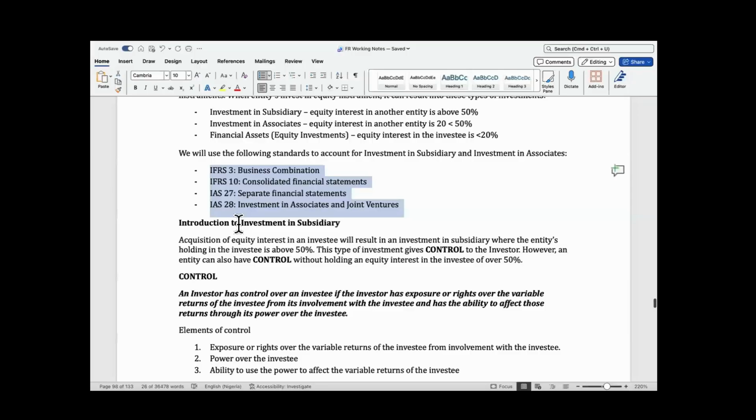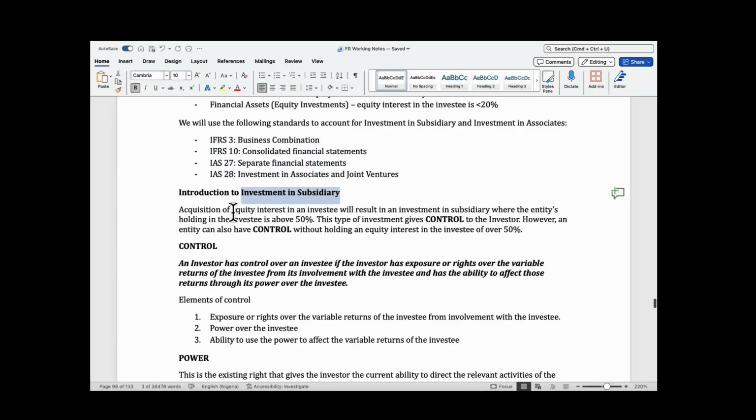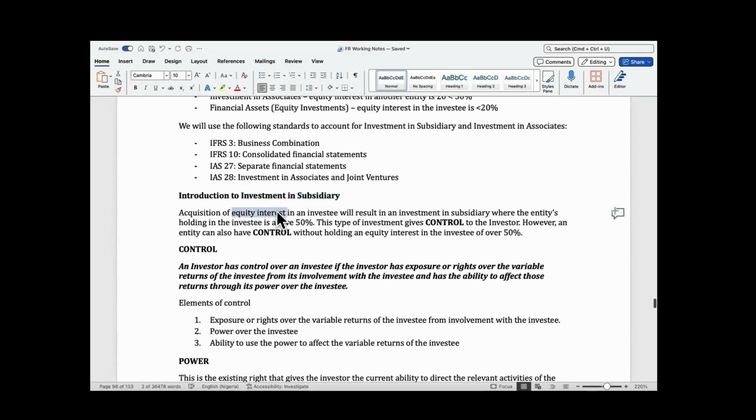So let me pick up investment in subsidiary. You know, I told you that where an entity acquires equity interest in an investee, it will result in investment in subsidiary where its holding in that investee is above 50%. So when you buy shares that your holding in that company is above 50%, we call that type of investment in subsidiary.